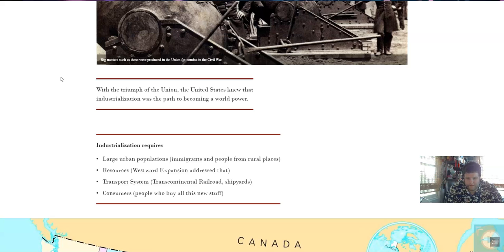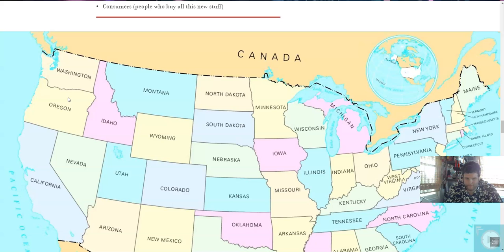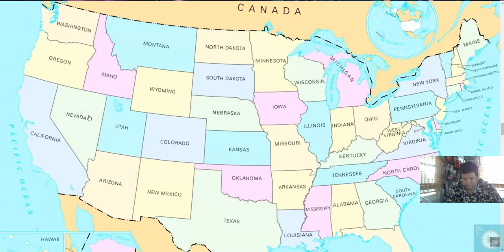Anyways, those are the four things that industrialization requires. Large urban population, somebody to work. Resources, stuff to work with. Transport, a way to move stuff. And consumers, somebody to buy stuff. So this industrial revolution is partially why the United States expands into all these territories out here for the resources.